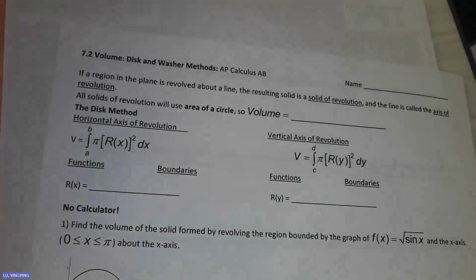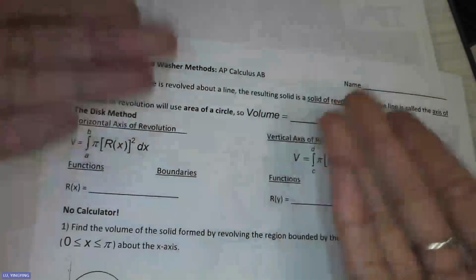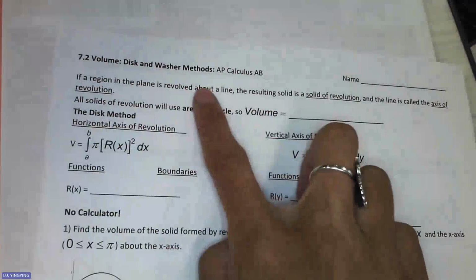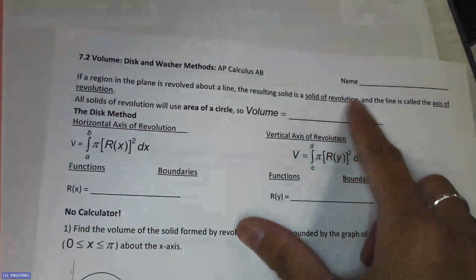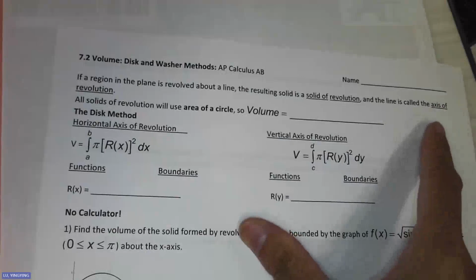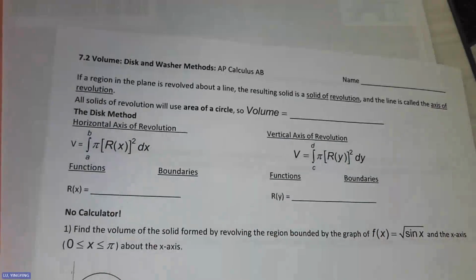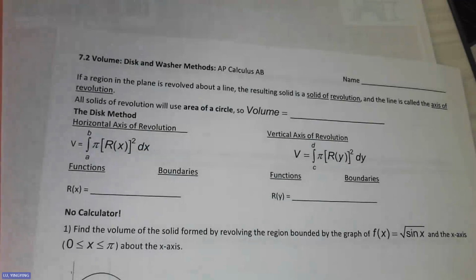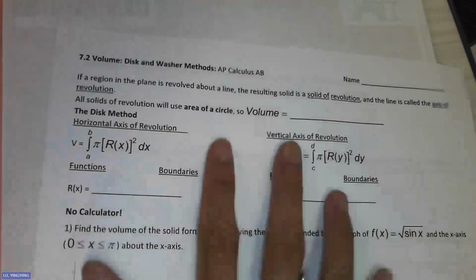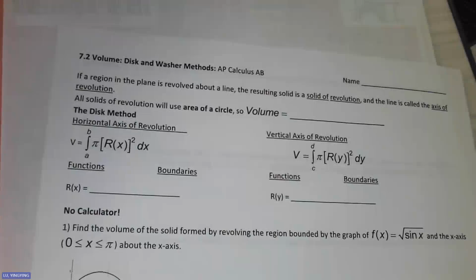Anyway, we have a vertical revolution and we also have a horizontal revolution. Today we're going to revolve some kind of region around some kind of axis. It's called the axis of revolution. If I'm using a basketball, this is my finger, and that's the axis of revolution right there. You spin, spin, spin, and then it will create a volume of shape.